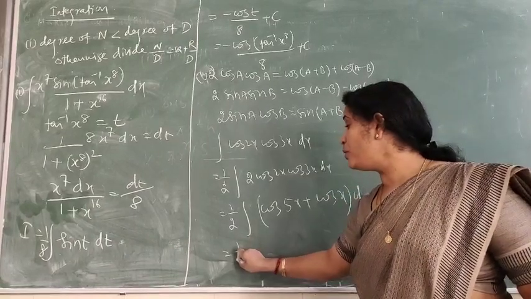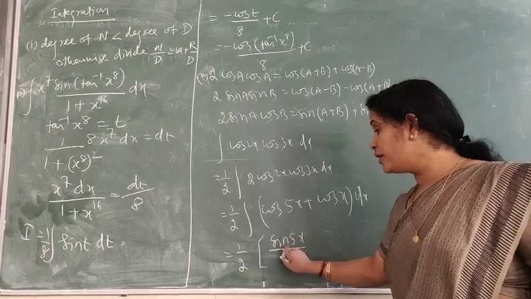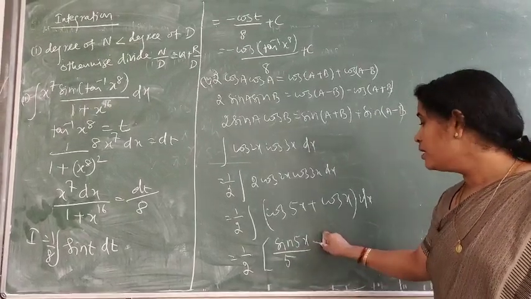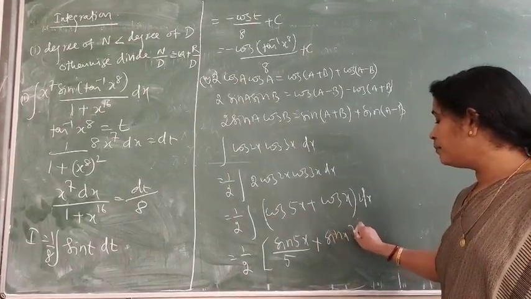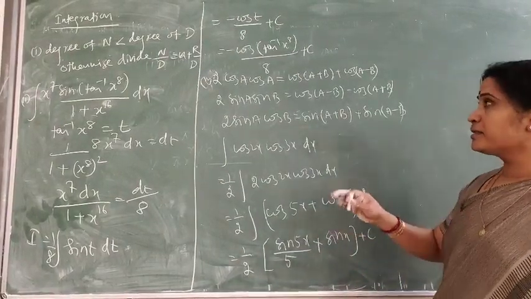That is equal to 1/2 times, the cos becomes sine 5x, divided by whatever coefficient of x you get on differentiating, written in the denominator, then this becomes sine x, and then plus c. So like this, they can ask this formula in the second exercise, third exercise.